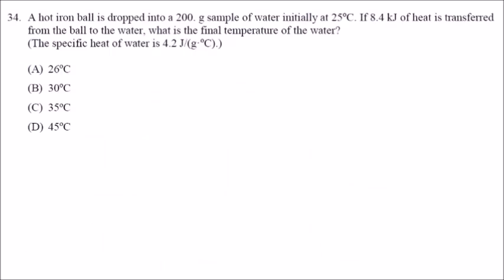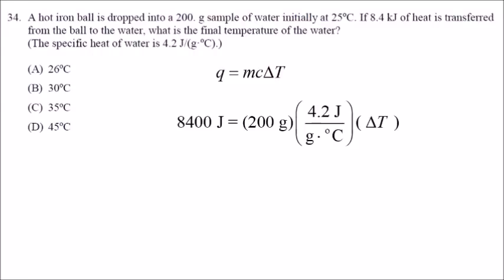Number 34 is about calorimetry and calculations that, again, we can do without a calculator. We know that 8.4 kilojoules of heat was transferred from a hot iron ball to a sample of water. 8.4 kilojoules is 8,400 joules. We're going to use Q equals mc delta T. 8,400 joules of heat transferred to 200 grams of water, and the specific heat capacity of water is 4.2 joules per gram degree Celsius. So what we don't know is the delta T, the change in temperature of the water.